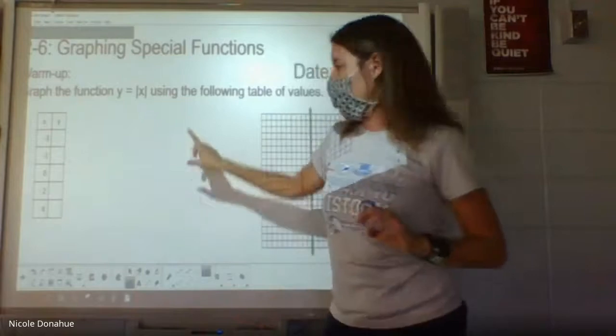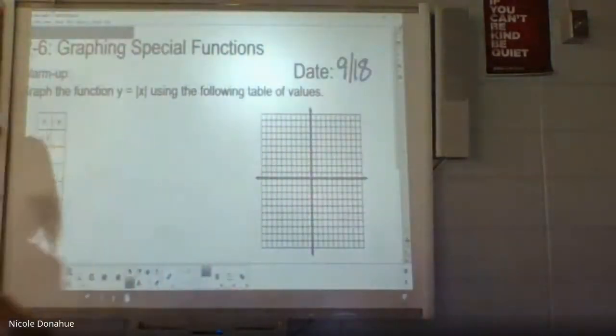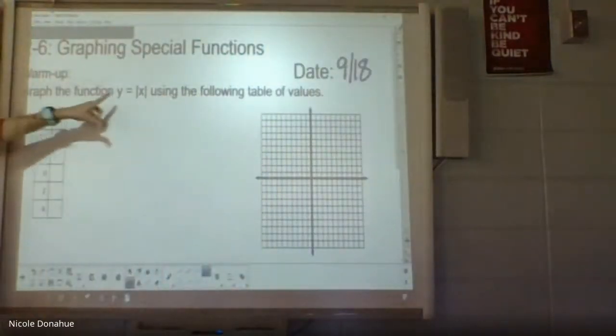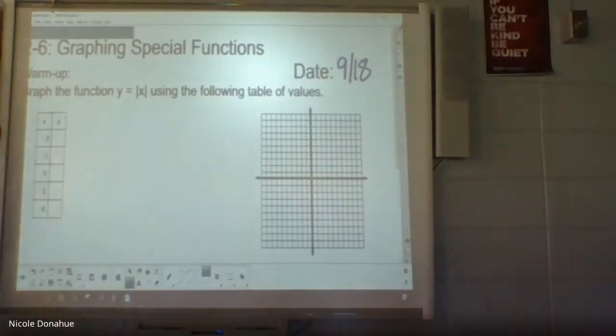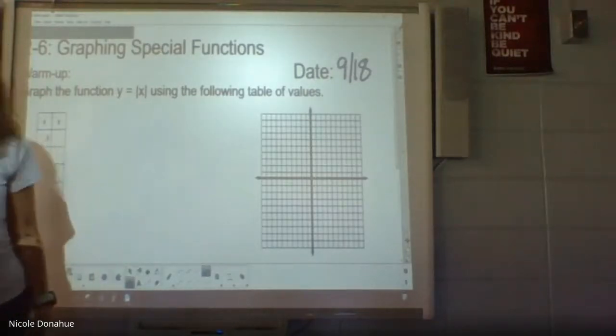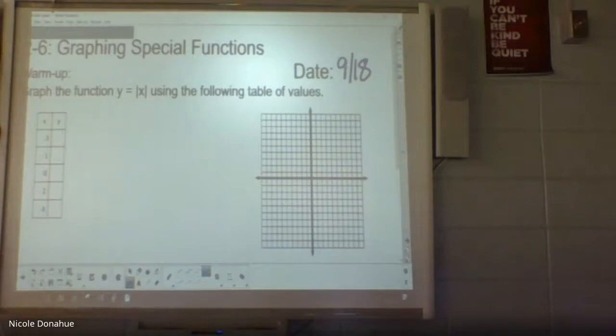So again, if you guys can take a minute to do the warm-up question. They give you some coordinate points they want you to put into y equals the absolute value of x. Think about what the absolute value of x is doing to it.